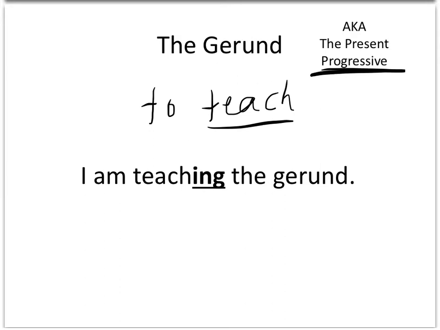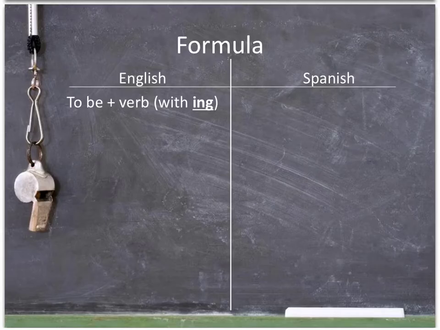So if you look at this English example, I am teaching the gerund, you are actually seeing the gerund in action, adding ing and this construction of the verb to be and then a verb with the ing. To fully understand this, I'd like to do a compare and contrast of what to do to create the gerund in English and what to do to create it in Spanish. So in English, you use the verb to be plus the verb with an ing.